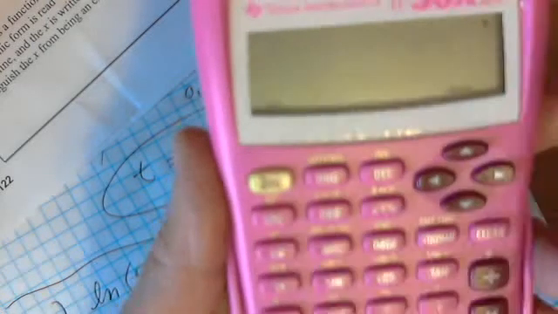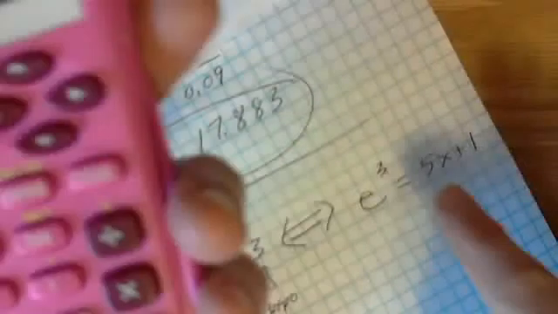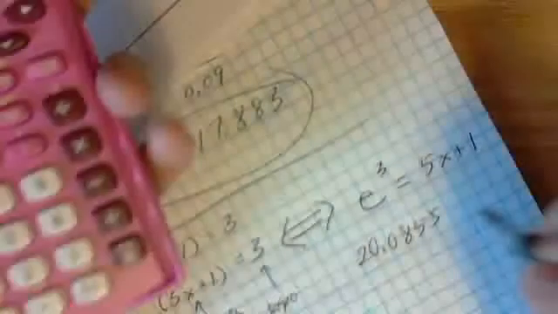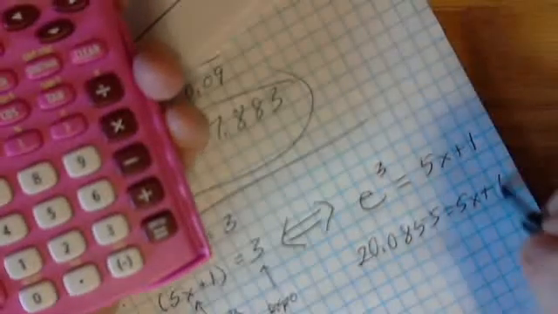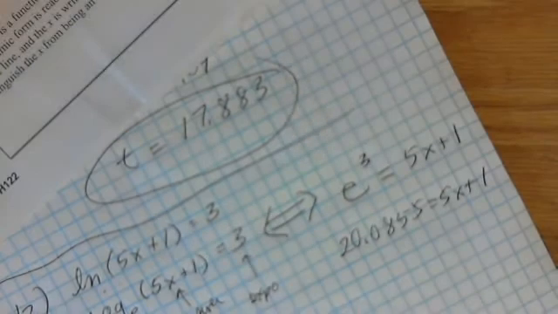So I'm going to have to press my function key, my second key, and now I can see e to the x in my calculator. I'm raising e to the third power and getting my answer. And I get approximately 20.0855, equals 5x plus 1. Alright, we're going to need to do some rounding eventually. We just did. And now I have an equation to solve.